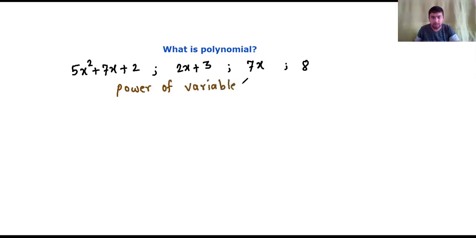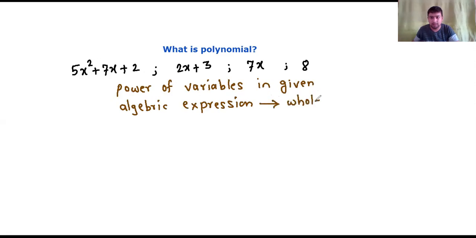in all the above algebraic expressions, what you will observe is that the powers of variables in the given expressions are whole numbers. Okay, now what do you mean by whole number? Whole numbers are the set of all numbers starting from 0, 1, 2, 3 and so on.